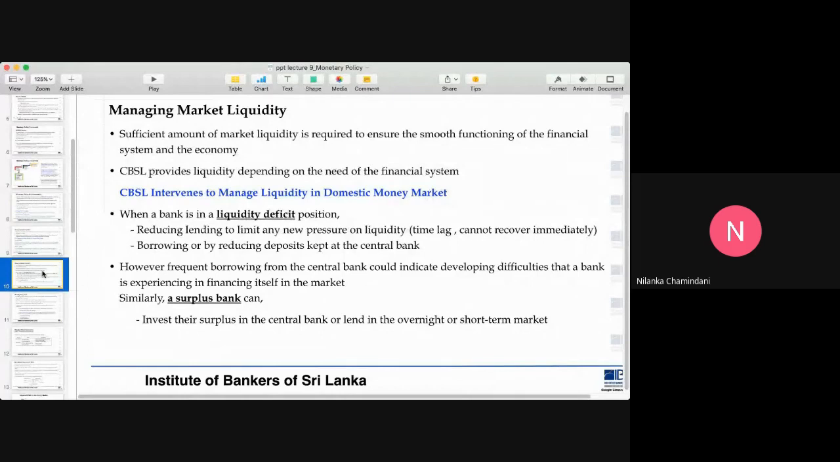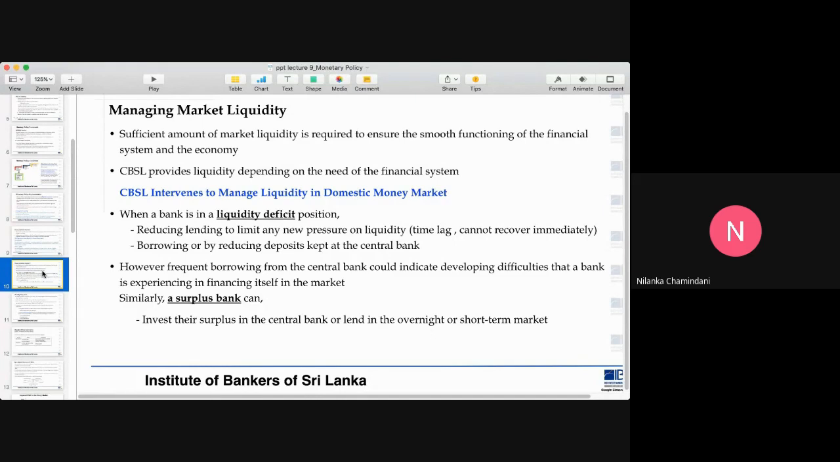It is necessary. Why? To ensure the smooth functioning of the financial system and the economy, or otherwise commercial banks cannot meet their obligations to their customers. We know that the public always come to the commercial banks to meet their financial needs, so there should be enough liquidity. Otherwise, what will happen to the interest rate if there is a shortage of liquidity? The interest rate is the cost of funds, right? A shortage of liquidity means not enough supply, so the interest rate will go up.